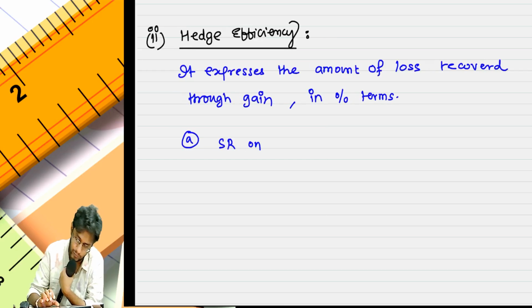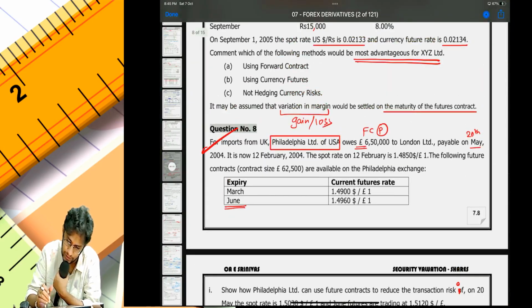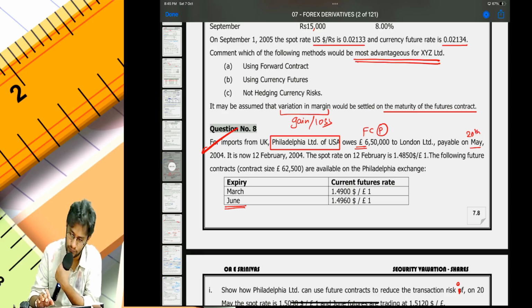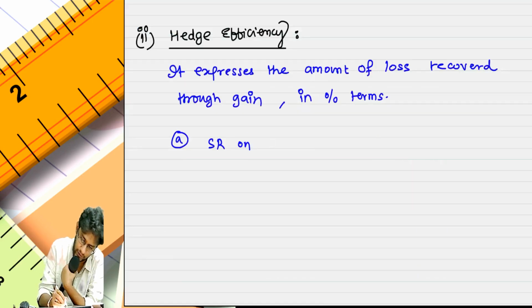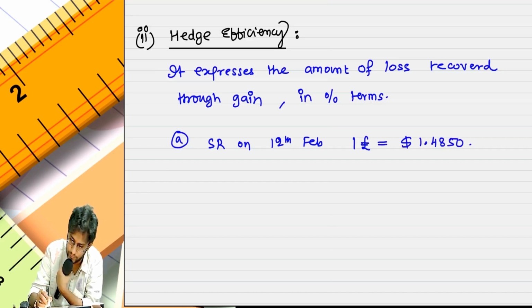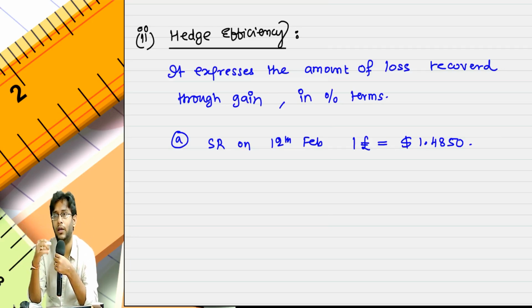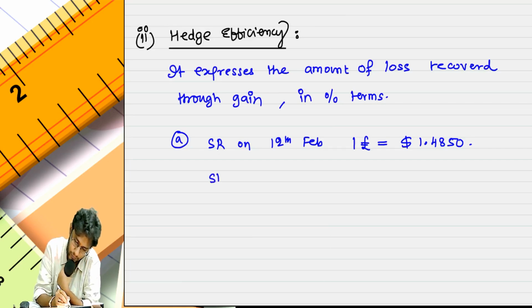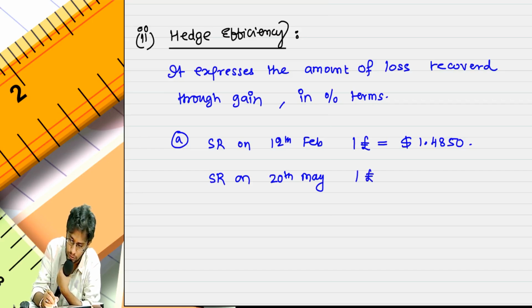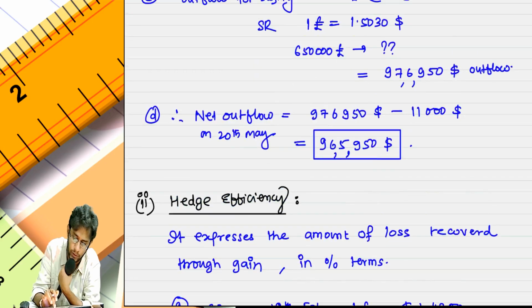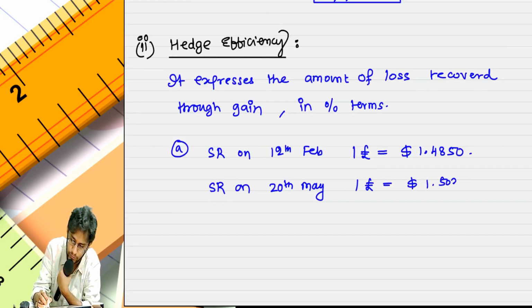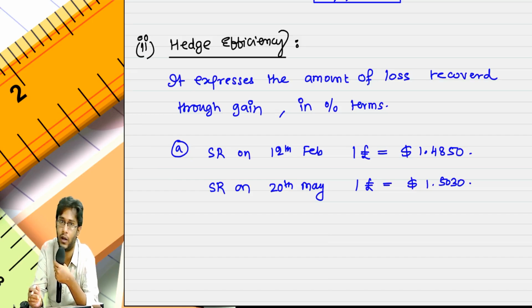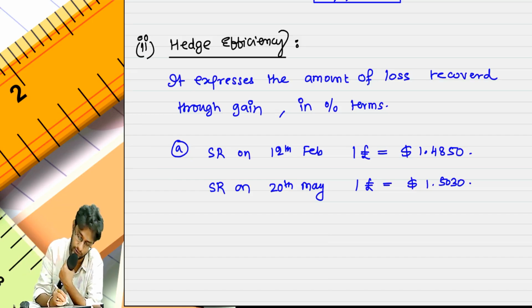A. Spot rate on, what's the first day spot rate? When you make the sale, first day he has given, see. Spot rate on 12th February, 1 pound is equal to $1.4850. So on day one, each pound's worth is only this much. But spot rate on 20th May, I am buying in the open market only, no? So in the open market each pound I had to buy at what rate? 1 point above only you wrote, 5030. But pound payable you are having and pound is increasing, definitely loss.